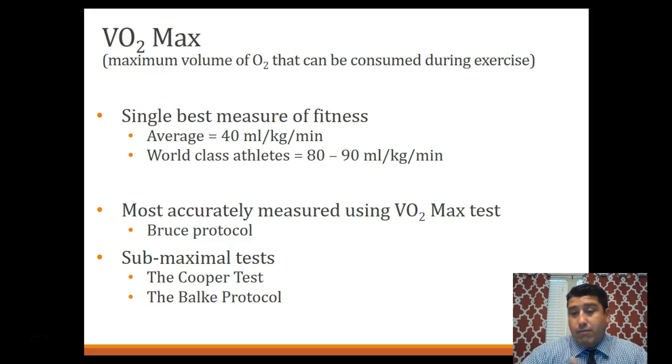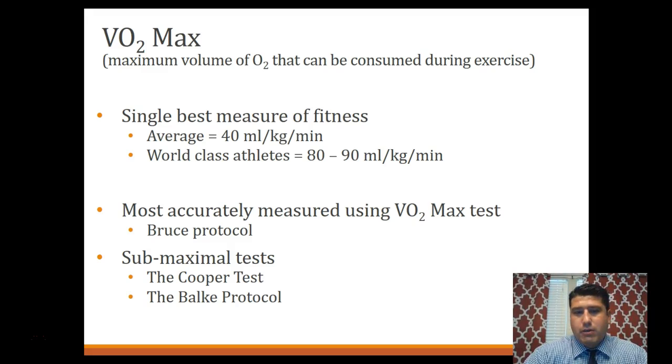Okay, now after 3 minutes, the treadmill increases in speed and it increases in incline. So now the subject starts to run really uphill. I mean a steep hill. And within those 3 minutes, usually most people fatigue and they can't continue any longer.